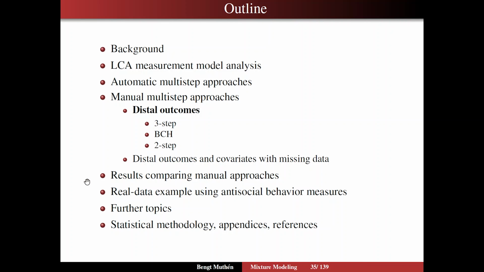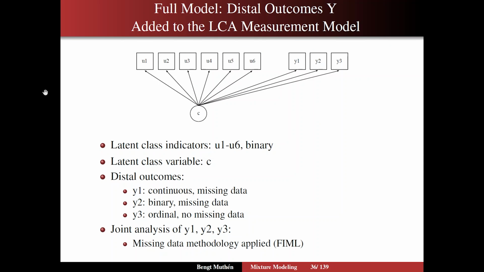So let's take a look at the case where we only have distal outcomes. On slide 36, we show an example of a full model where the measurement model has been added to by 3 distal outcomes. And the distal outcomes here in this case, one variable y1 is continuous and has missing data. The second is binary with missing data, and the third is ordinal with no missing data.